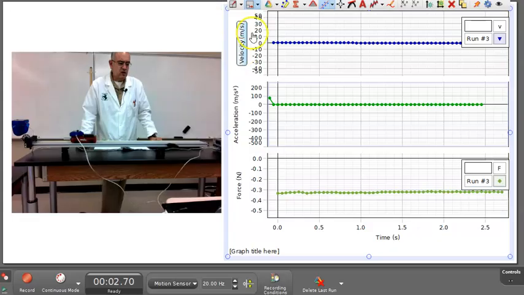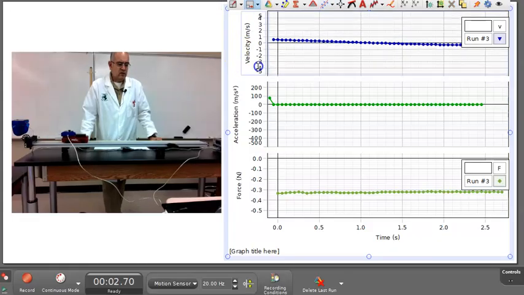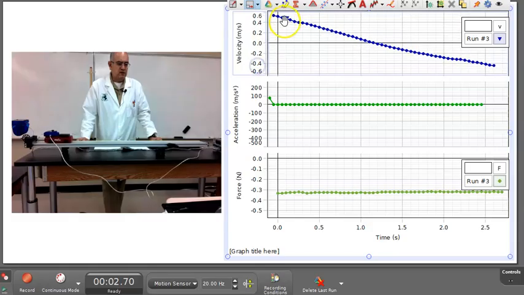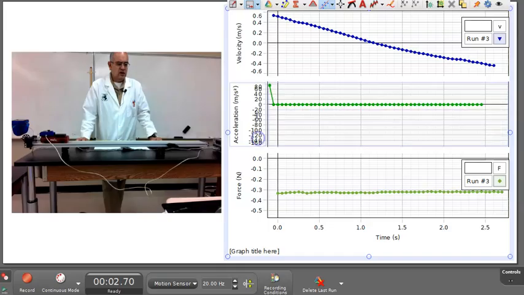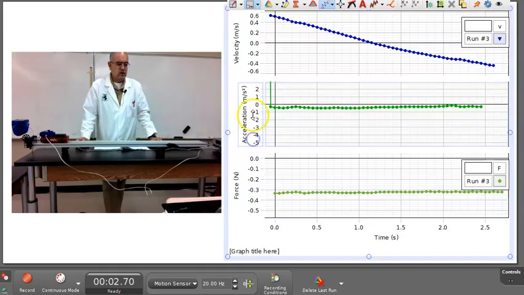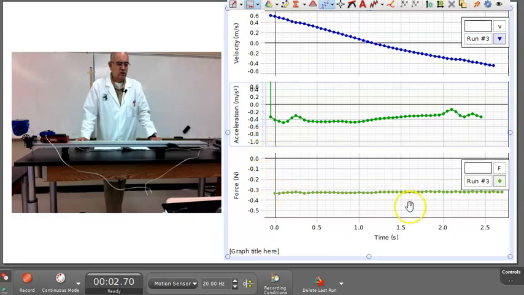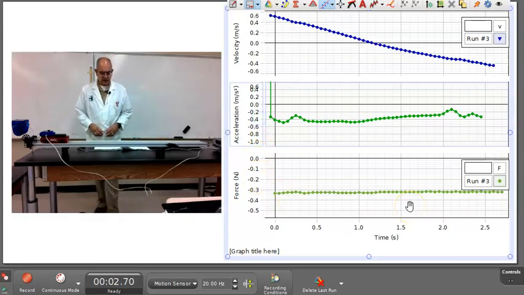Okay, now let's take a look at what the graphs look like. For the velocity graph, we see, no surprise, an initial positive velocity, momentary zero, then negative velocity. For the acceleration graph, we see a constant negative acceleration. And for the force graph, we see that we had a constant negative force.